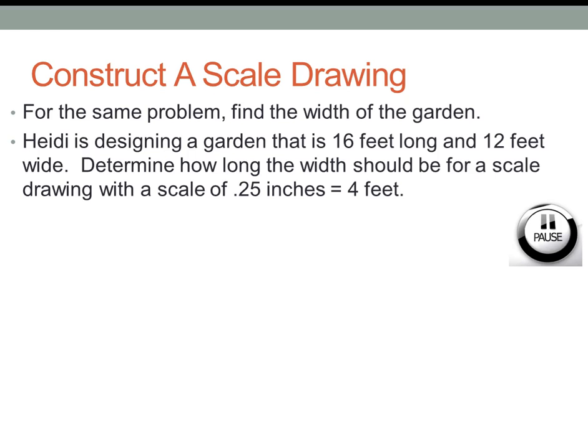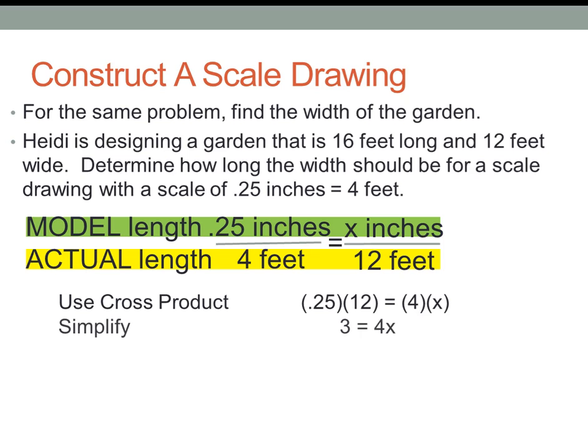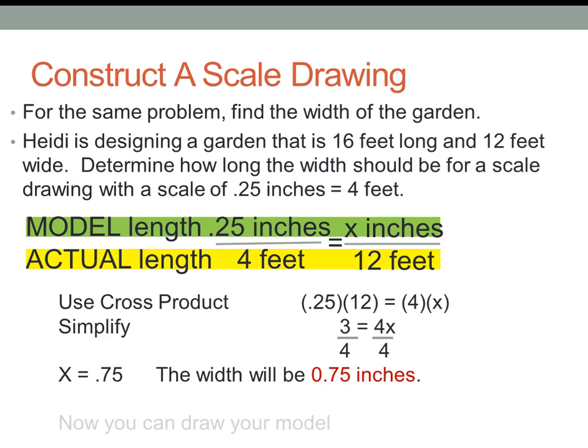All right, welcome back. Let's see how you did. So you should have an equation that looks like this, and you cross multiply, and you would get 3 is equal to 4x. You divide by 4 on both sides, and you'd have 0.75 inches, 0 and 75 inches, or 3/4 of an inch. If you got that, give yourself a pat on the back. If not, maybe rewind the video a bit and see what you can do.